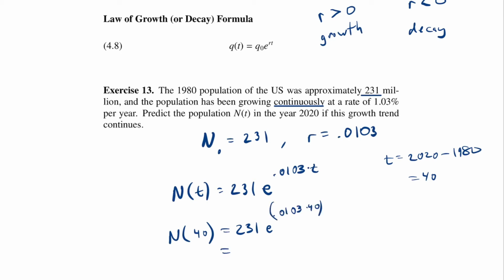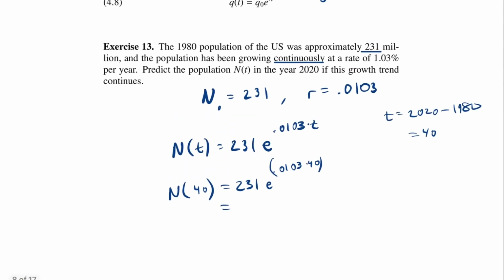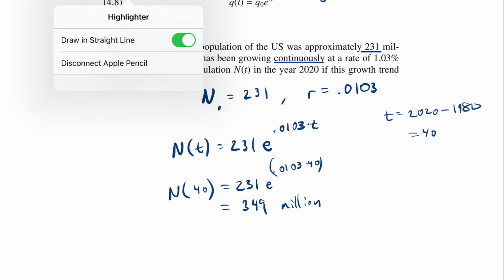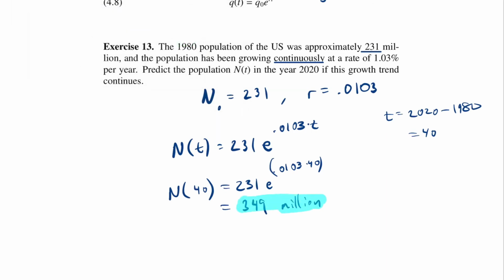Let's see what that gives us. And remember, that's in millions. To get to the e button, you type second ln, and that's how you get the e button to show up. I'm getting 300, and I'm going to round to the nearest whole number. So I'm getting approximately 349 million. It's really 348.77, but I'm rounding to the nearest whole number, so that would be 349. Okay, so that is our final answer.